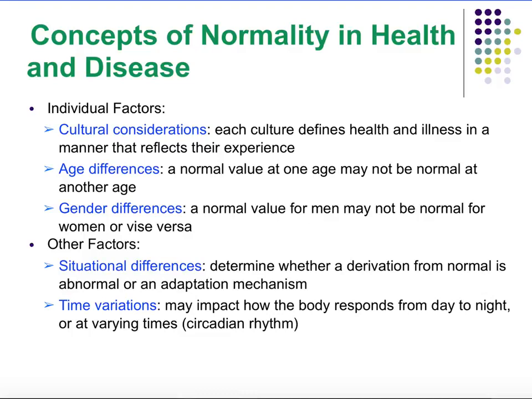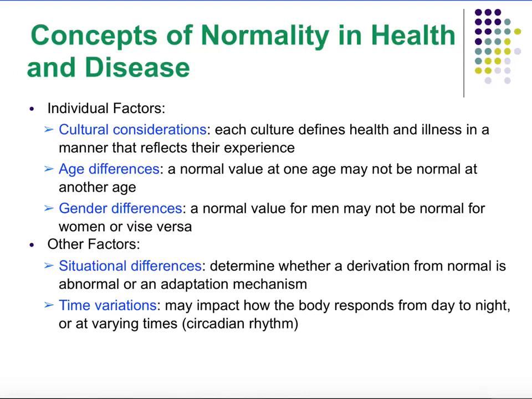There's also age-related differences. So, for example, a normal value at one age may not be normal at another age. So normal values in an infant versus someone in the prime of their age versus the elderly population will change, and you have to be aware of that. There are also gender differences. So normal values in men may be different than in women.